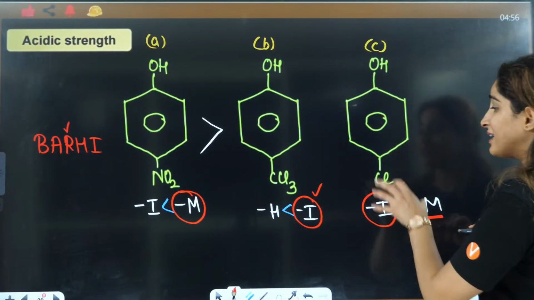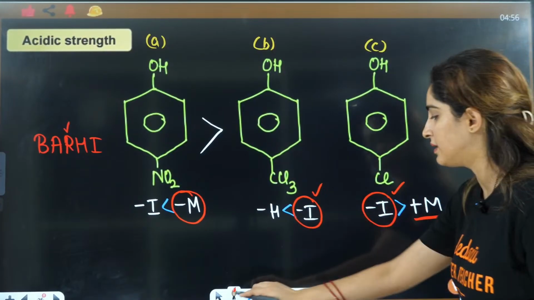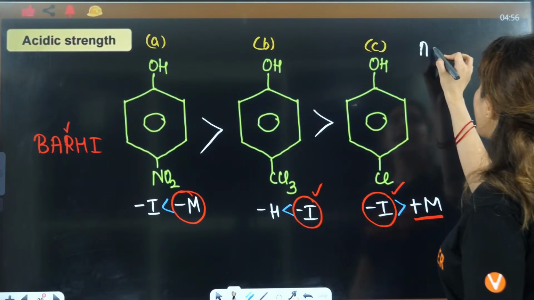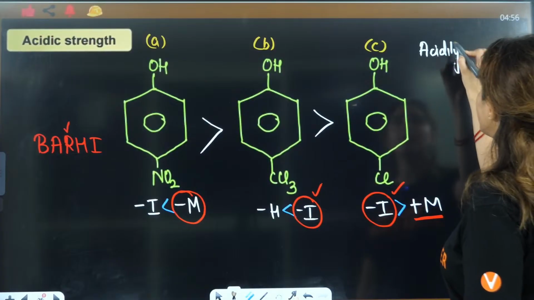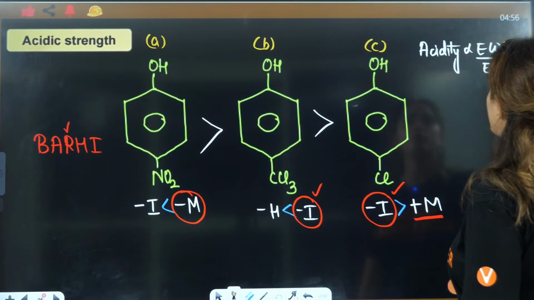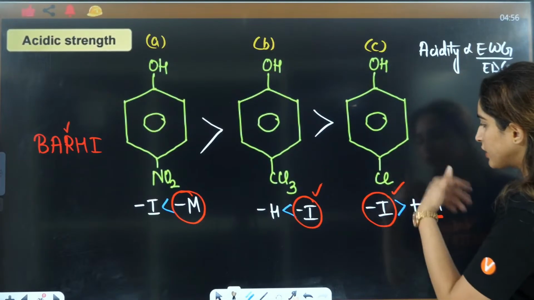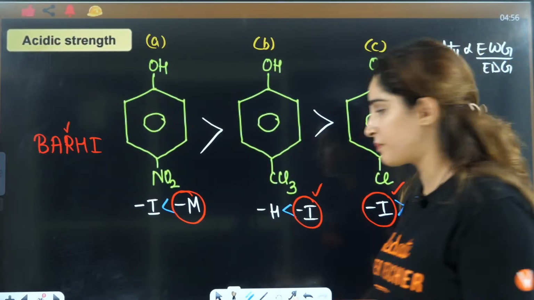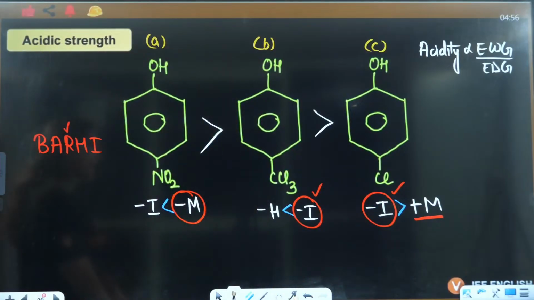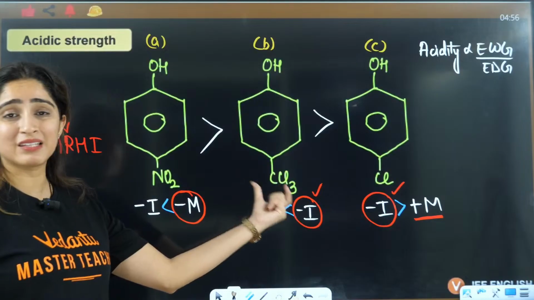That means it is making it less stable, right? By donation, you are making it less stable. Just remember that acidity is directly proportional to electron withdrawing and inversely to electron donating group. So when you have donation, it makes it less stable, because minus I was same in both the cases, right? Okay, and moreover here you have 3 chlorine.